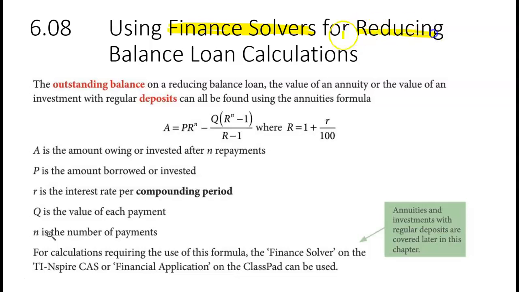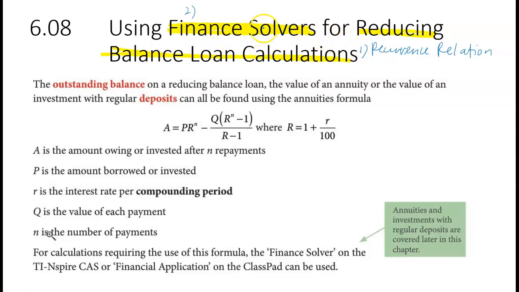So for reducing balance loan, there are actually two approaches to solve questions here. The first one being recurrence relation to solve using your CAS calculator. And the second approach is using finance solver under your CAS calculator as well.